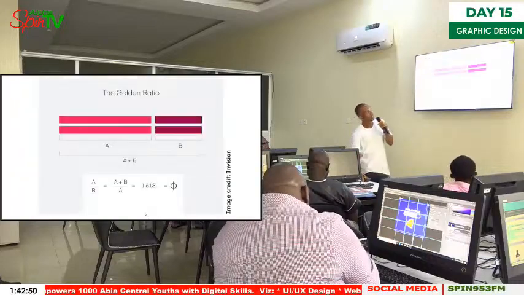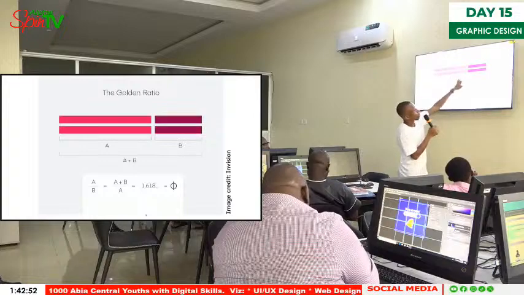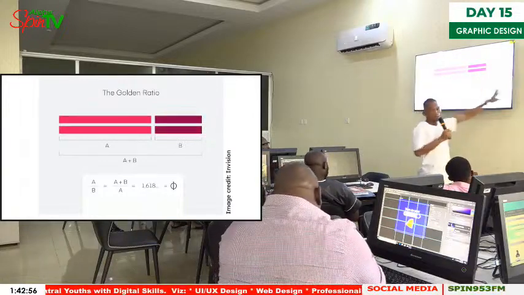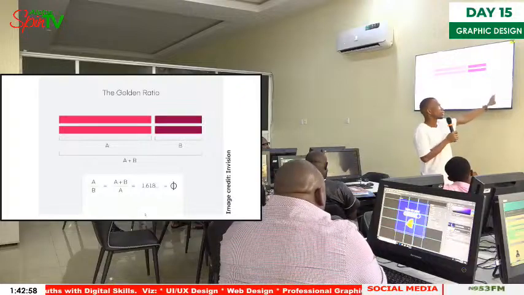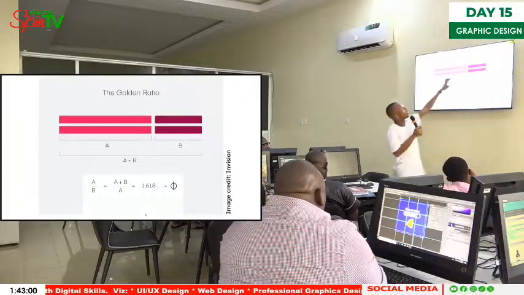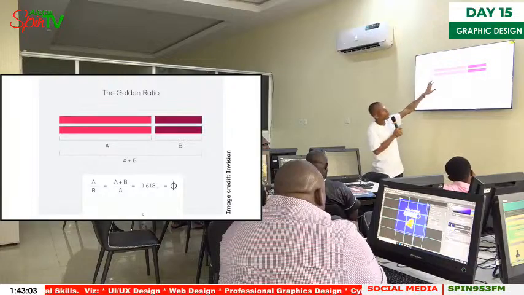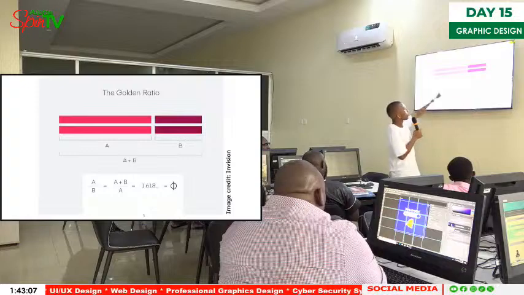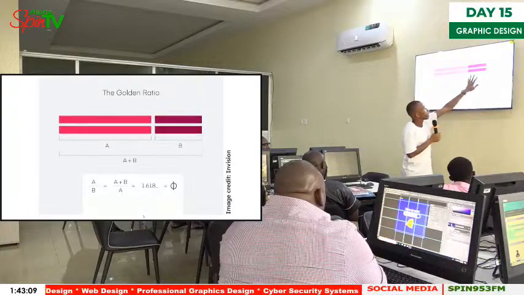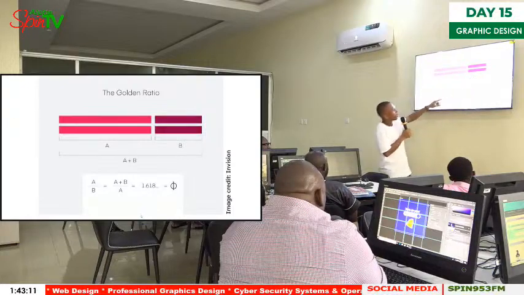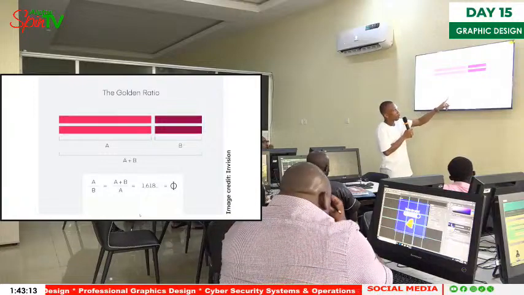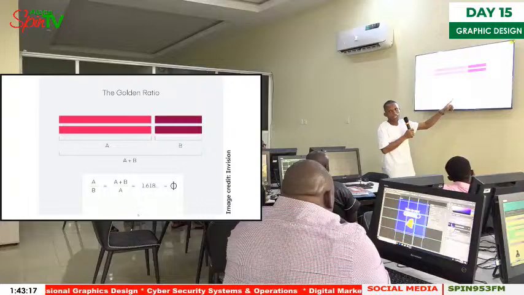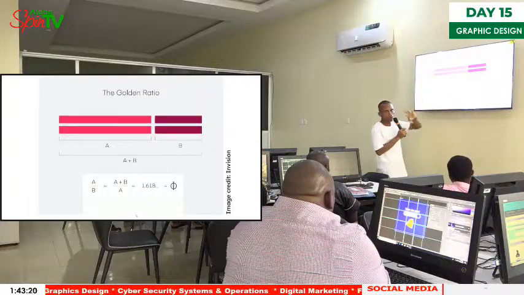So look at it here now. See the golden ratio. You're asking me where I sourced all this stuff from. Look at the credit, it is InVision. So the golden ratio, look at what it's saying here. Phi is 1.618. You get? Now look, this is A, this is B. A divided by B equals A plus B divided by A. I don't want it to confuse you.